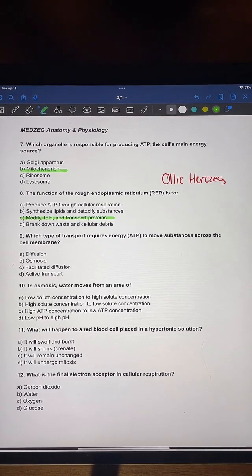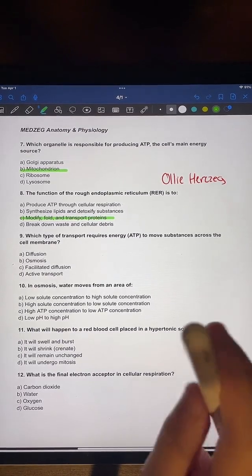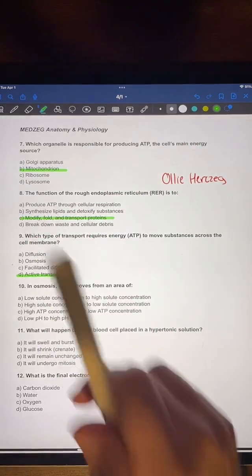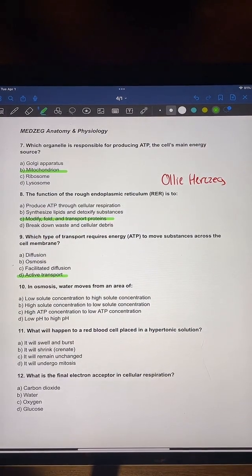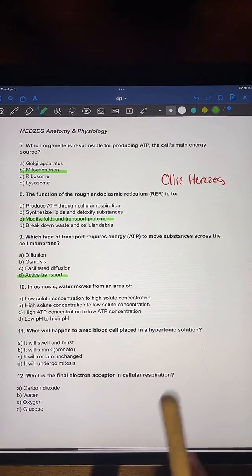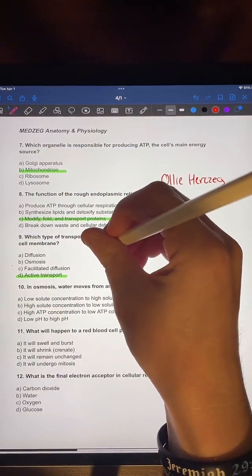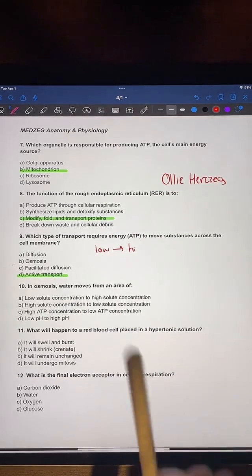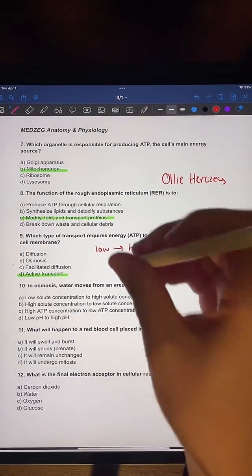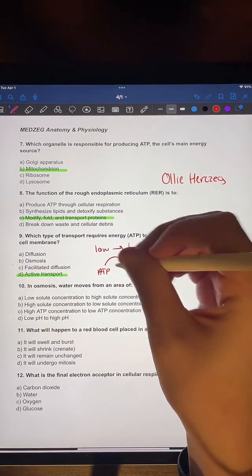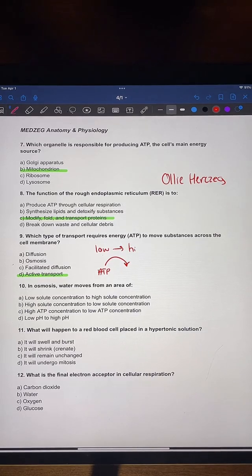All right, the answer is D. It is active transport. Active transport moves substances against their concentration gradient, which means from low to high concentration, and this process itself requires ATP. Diffusion is a passive process. Osmosis is the movement of water across a membrane and does not require ATP. And facilitated diffusion uses transport proteins, but that does not require ATP.